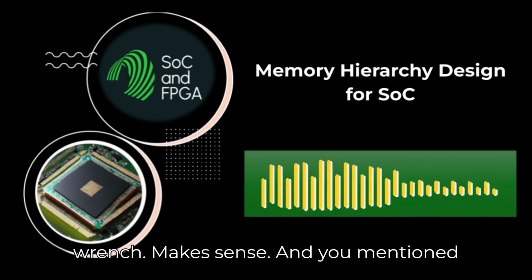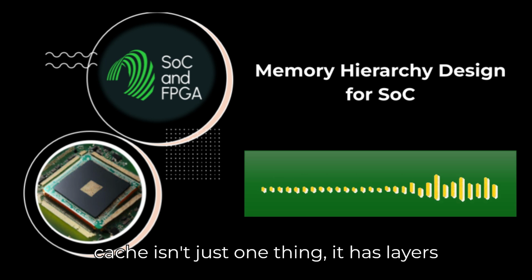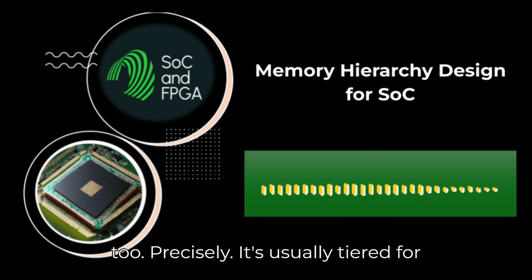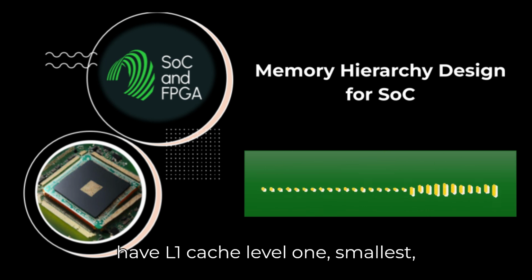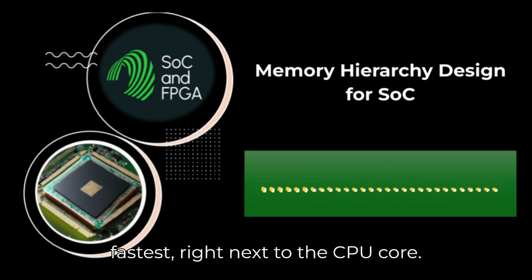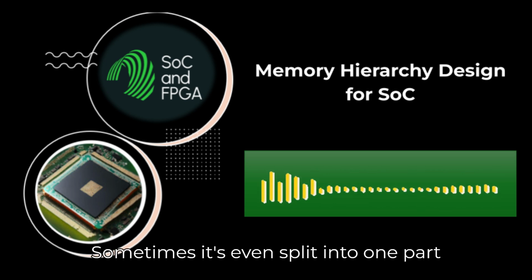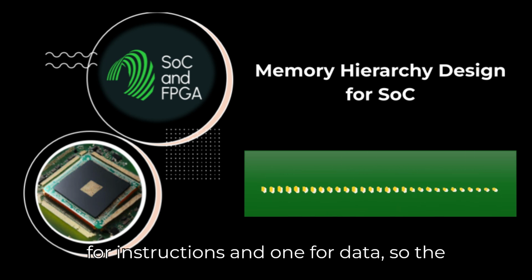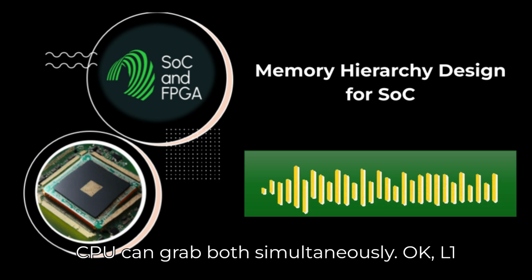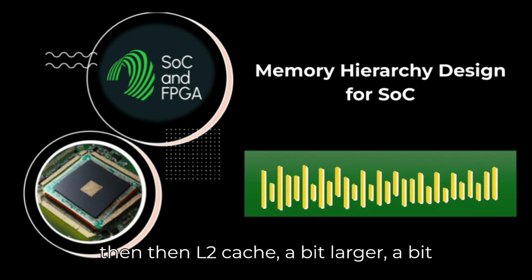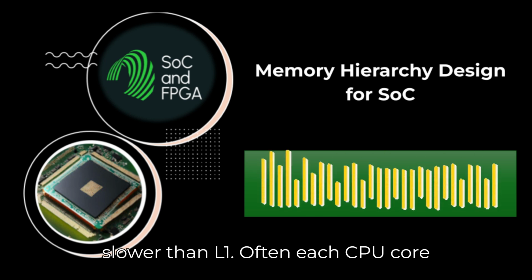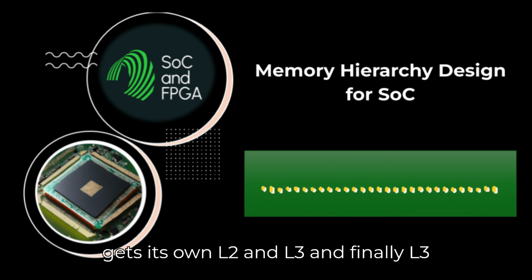Makes sense. And you mentioned cache isn't just one thing. It has layers too. Precisely. It's usually tiered for even better efficiency. You typically have L1 cache, level 1, smallest, fastest, right next to the CPU core. Sometimes it's even split into one part for instructions and one for data, so the CPU can grab both simultaneously. Okay, L1, then? Then L2 cache, a bit larger, a bit slower than L1. Often each CPU core gets its own L2. And L3.